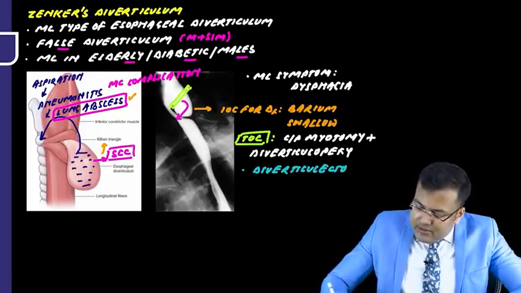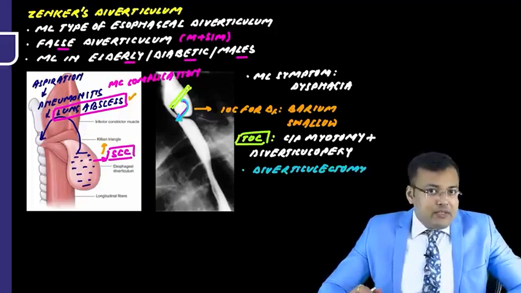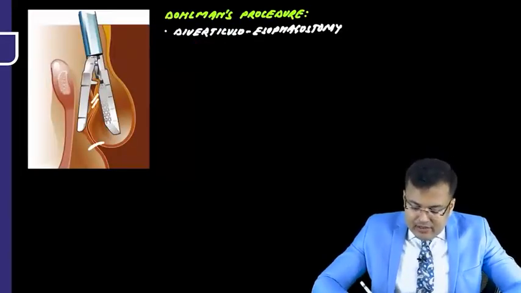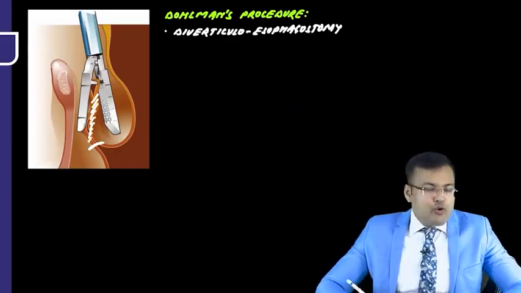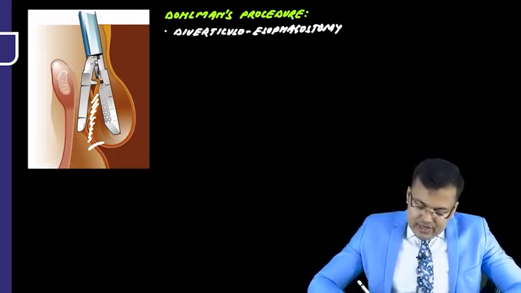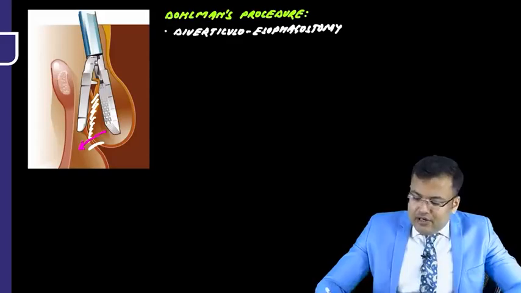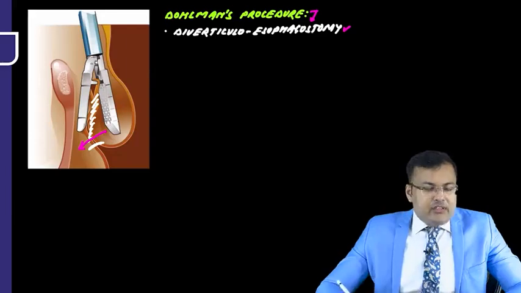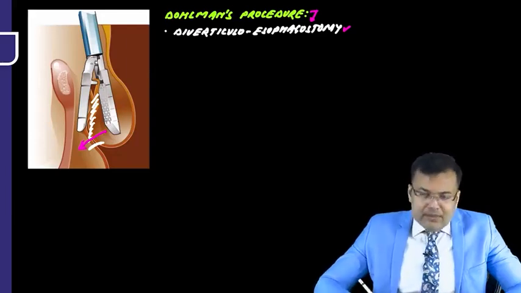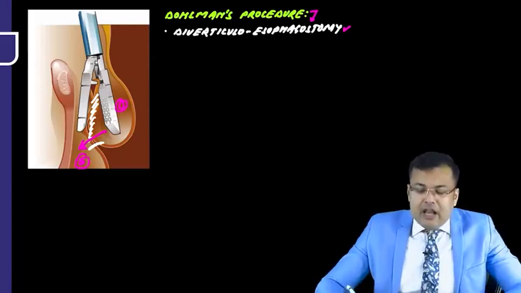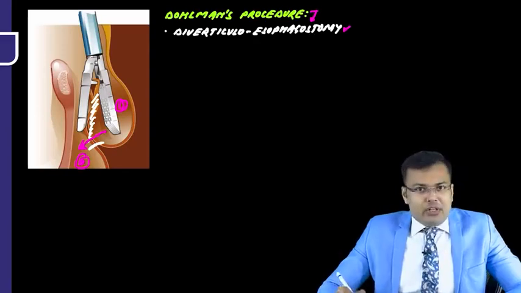And there is a third treatment operation that is known as diverticuloesophagostomy. This is known as Dohlman's procedure. So what is done here? You can see there is endoscopic stapling of septum in between. So endoscopic stapling of septum located between diverticulum and esophagus. So Dohlman's procedure, diverticuloesophagostomy. In this, what we do? Endoscopic stapling of septum located between diverticulum and esophagus.